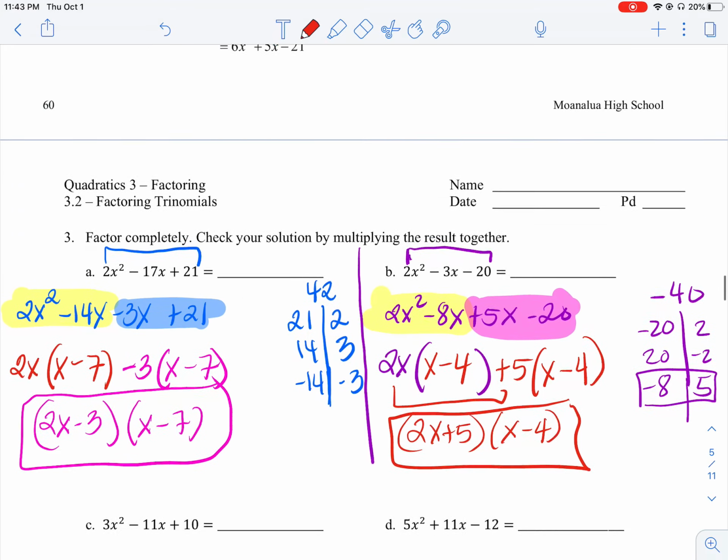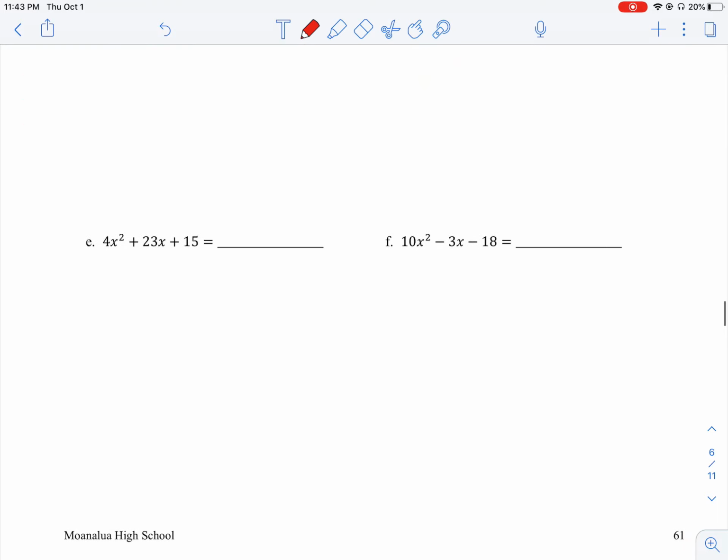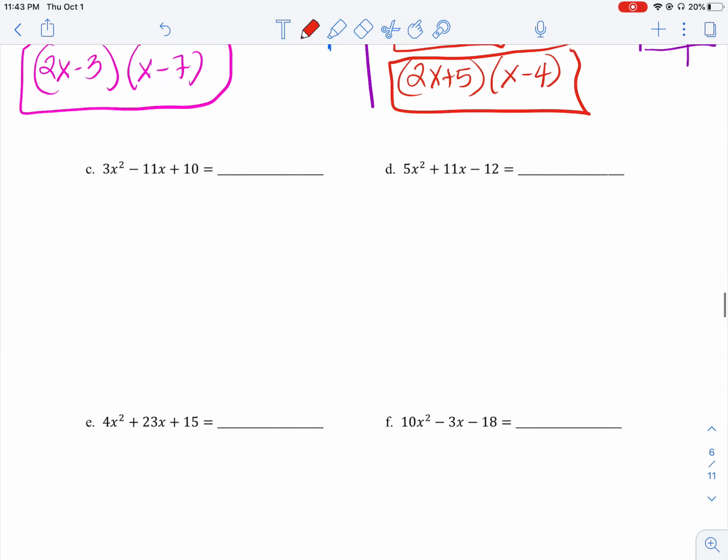Okay, do you guys need more examples? Okay, let's do maybe one, two more. Okay, we have, what is that one? 30. So 30, 10 times 3. It's not going to work because it's not going to give us negative 11. What about 15 and 2?